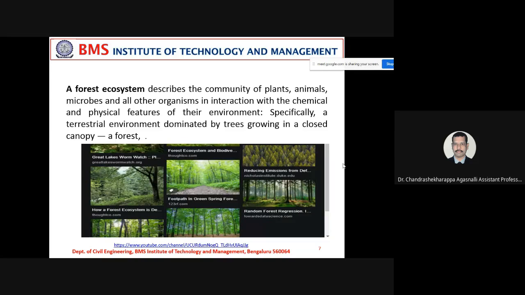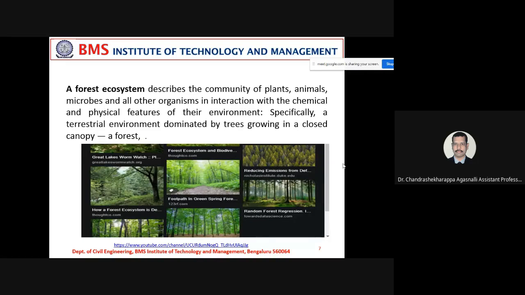You might have noticed, or read, that in our BMSIT campus we have varieties of plants. It is just like a forest here. Each plant is different and also labeled. Whenever you enter the campus, you can have a look at this. Our campus is just like a forest. This is a forest ecosystem that we have here.